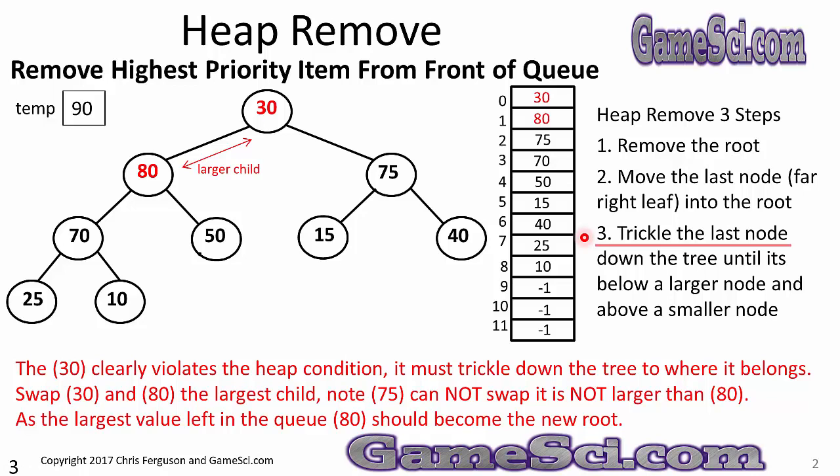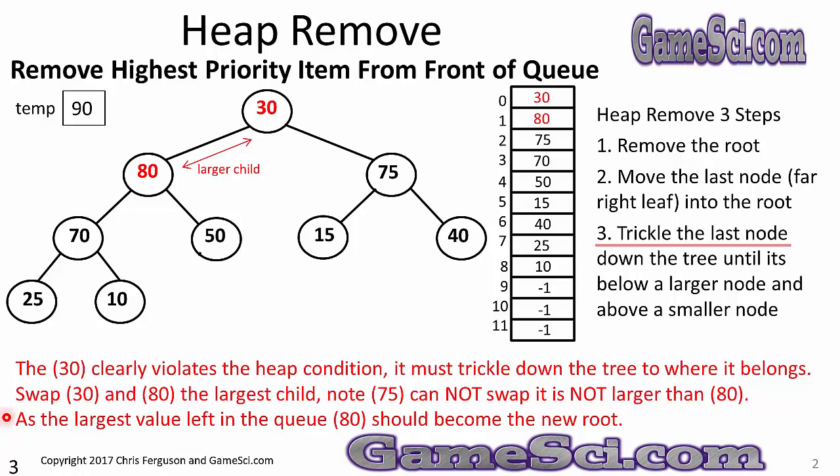Step number 3, trickle the last node down the tree until it's below a larger node and above a smaller node. What? The 30 clearly violates the heap condition. It must trickle down the tree to where it belongs. Swap 30 and 80, the largest child. Note 75 cannot swap. It is not larger than 80.